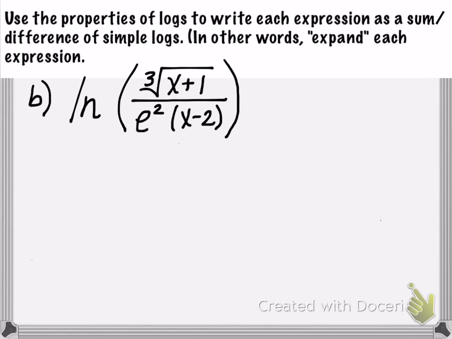B is the natural log of the cube root of x plus 1, all divided by e squared times the quantity x minus 2. This one looks a bit messy. But same directions. We want to see if we can expand this into several logarithms that are either added or subtracted to one another. So we have a pretty messy argument, but we'll begin with seeing that we have division in this argument. So we know our division can be rewritten as subtraction, 2 logarithms subtracted.